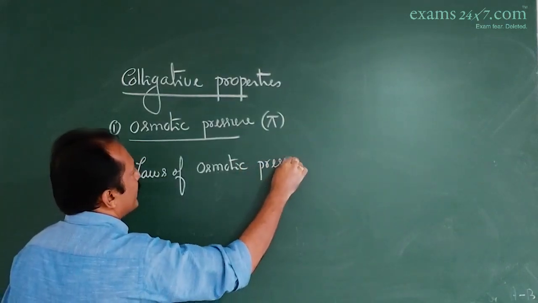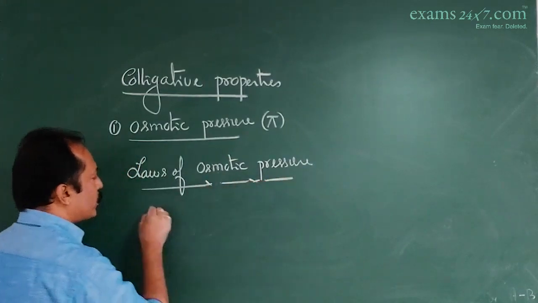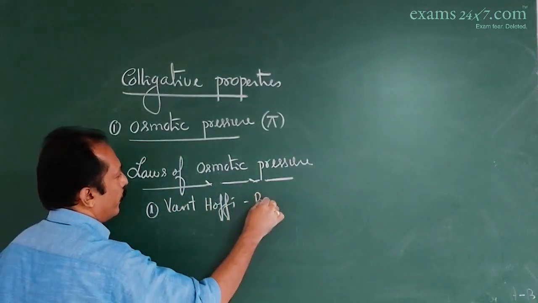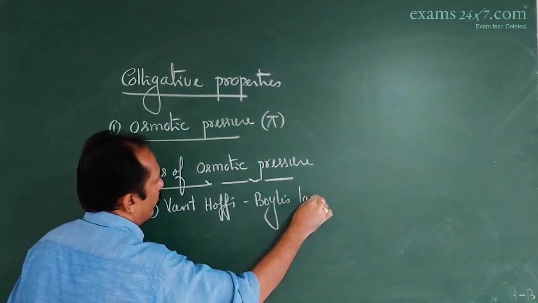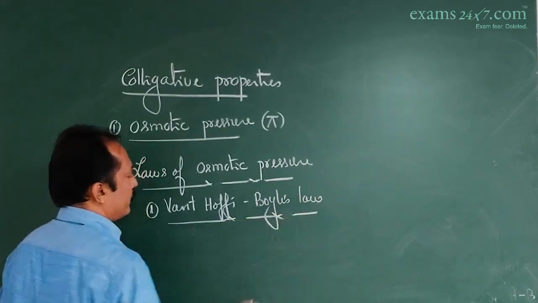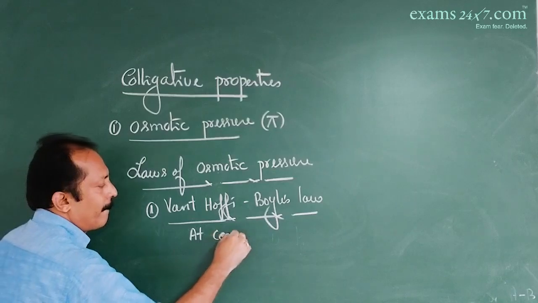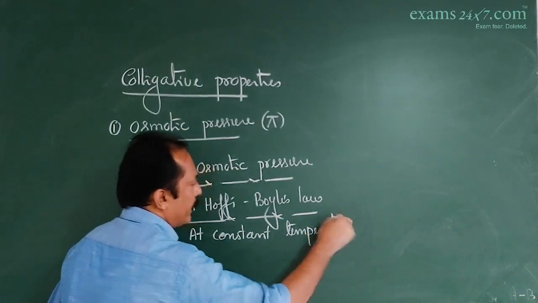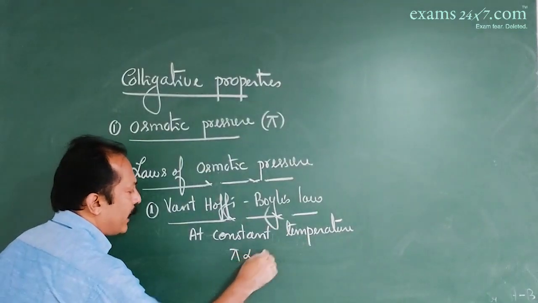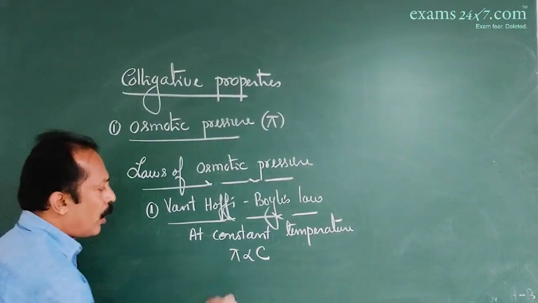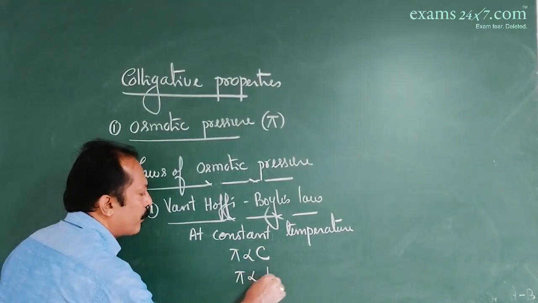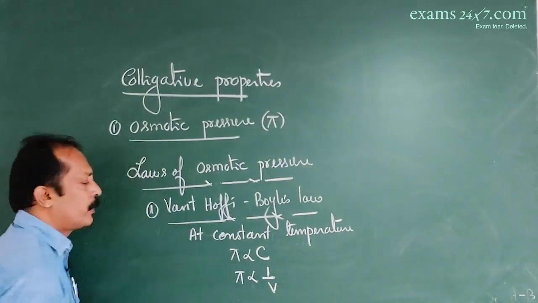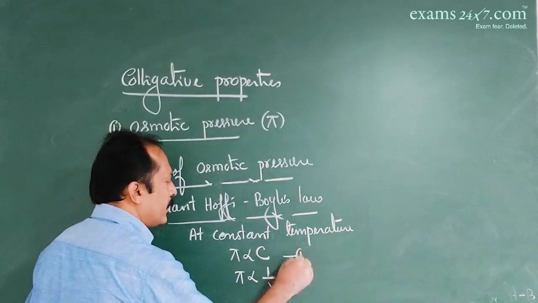Just like gas laws. First one, Van 't Hoff's Boyle's law. At constant temperature, osmotic pressure of the solution is directly proportional to concentration. Or when one mole of the solute is dissolved in V volume of the solvent, it forms a solution. So you can write pi is proportional to 1 by V, or inversely proportional to volume. This is Boyle's law.